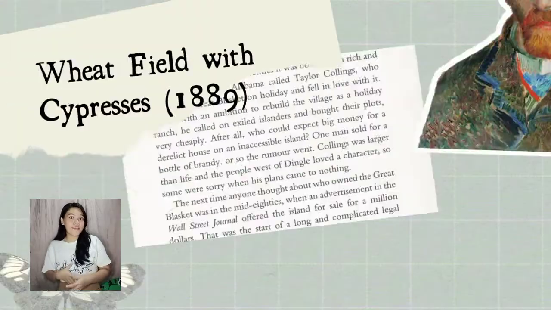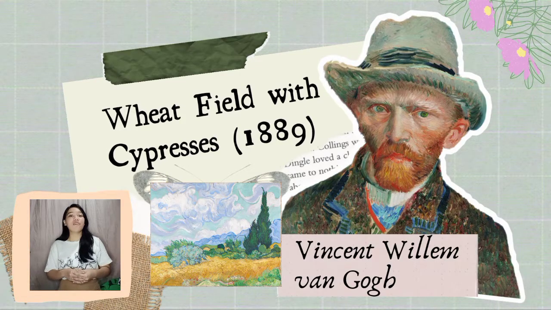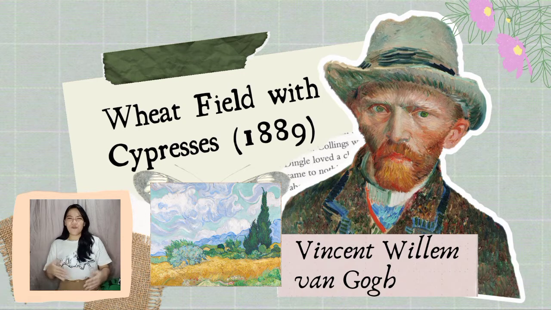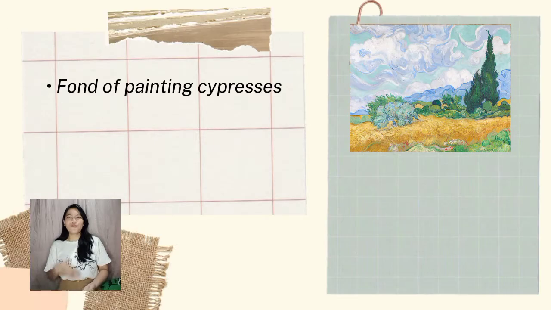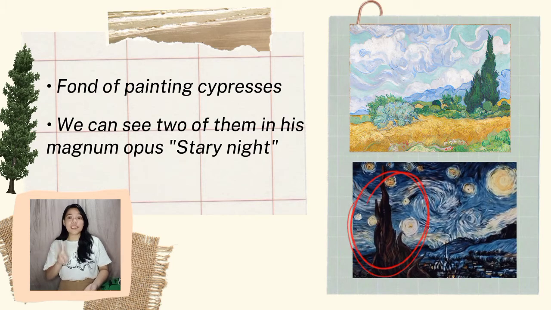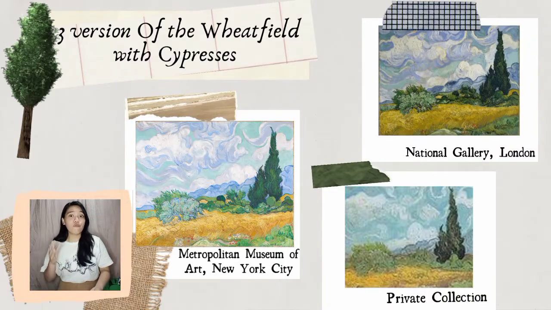Now let's move on to the next one, which is the Wheatfield with Cypresses, painted by Vincent Willem van Gogh, or we could say Gogh, in June 1889. Well, if you had observed, Vincent was really fond of painting cypresses. We can see two of them in his magnum opus, Starry Night. In fact, he has three versions of Wheatfield with Cypresses. One is in the Met in New York, one is in the National Gallery in London, and there is a third, smaller one, in a private collection.